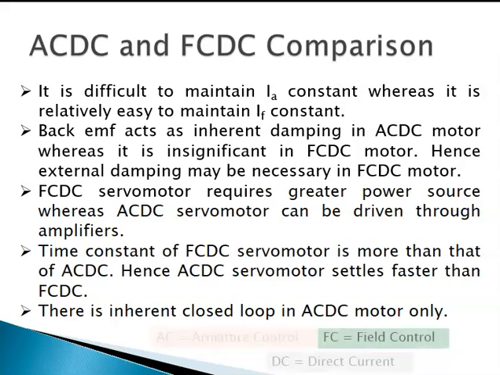When we actually derive the expression for time constant, we see that the time constant of the FC DC servo motor is more than that of armature control. So we say that the armature control motor settles faster. Also, when you draw the functional block diagram and then the mathematical block diagram, we see that there is an inherent closed loop in the AC DC motor. It doesn't appear in the field controlled DC motor.